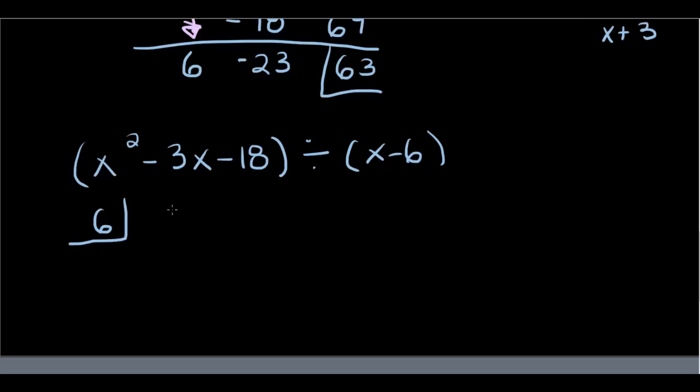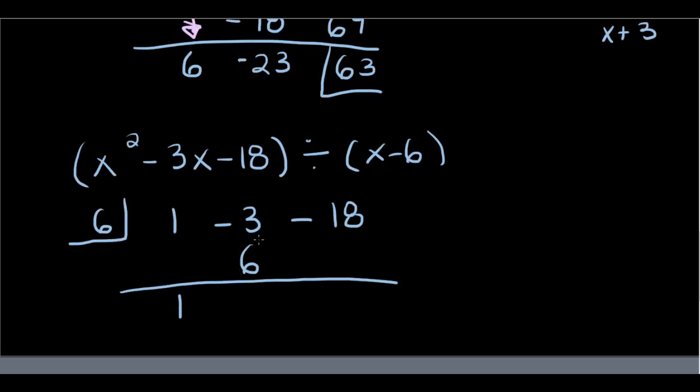Then we write the coefficients: 1, negative 3, negative 18. We drop the first coefficient, 1. We multiply 6 times 1, 6, and then we add. Negative 3 plus 6 is 3. 6 times 3 is 18. Negative 18 plus 18 is 0. That's the remainder. So the answer is going to be x plus 3.